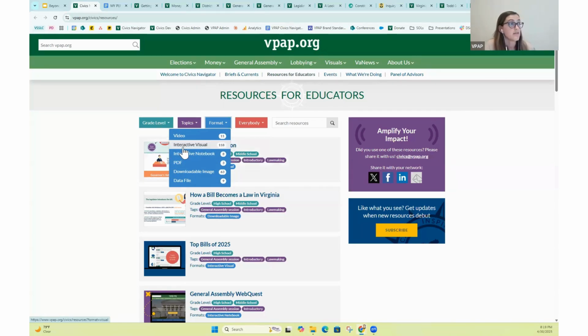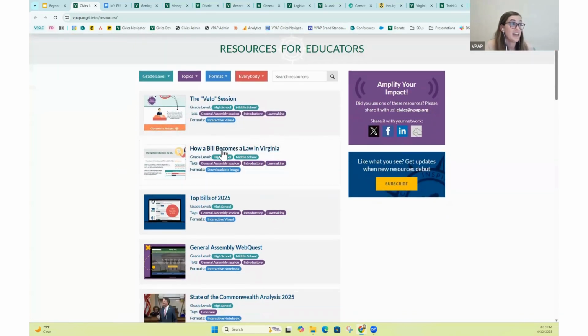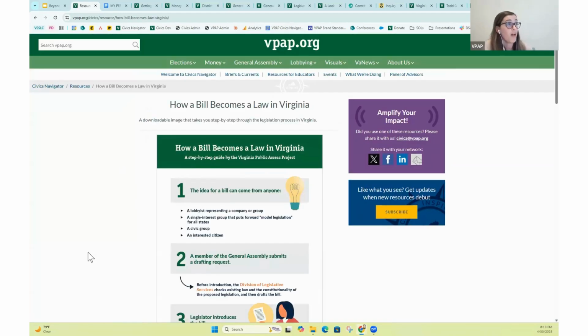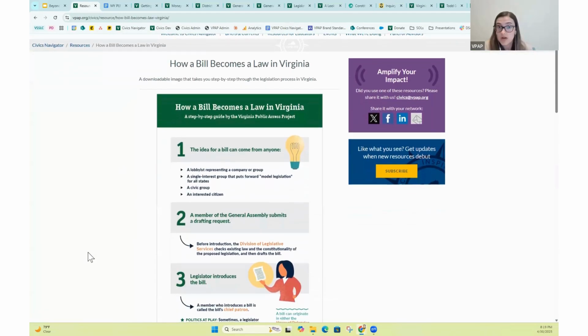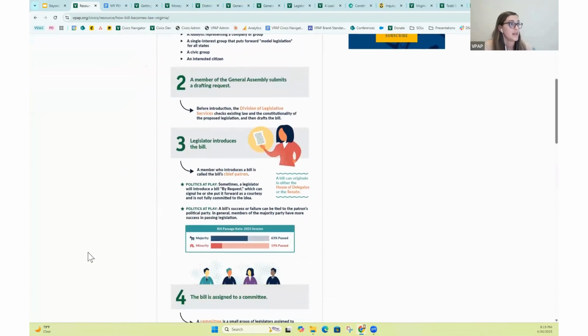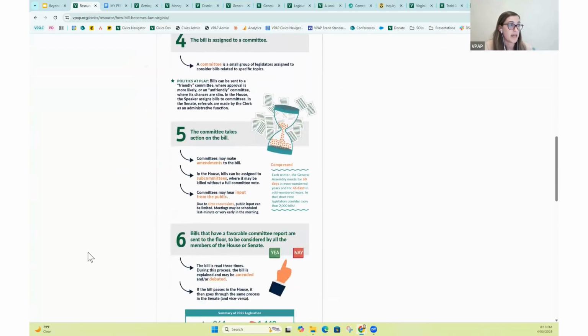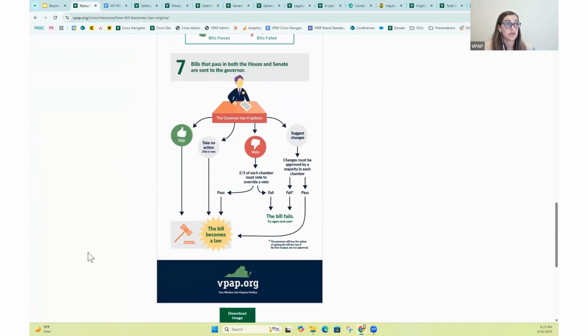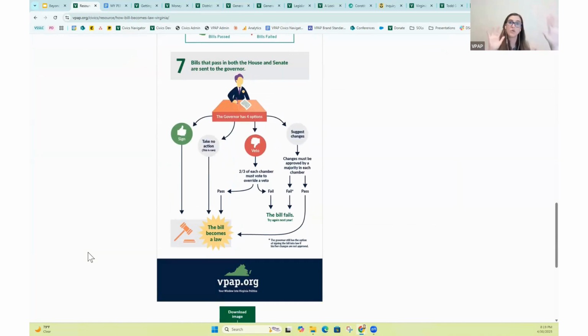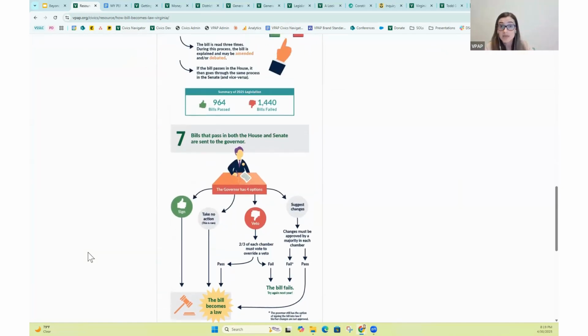Then we also have interactive visuals, just downloadable images. So if you're looking to decorate your classroom walls, you could download and print them out too. That's always nice. And in fact, if you're studying anything related to the Virginia General Assembly, then I would absolutely print this out and put it on my wall on how a bill becomes a law in Virginia. And again, it explains the politics at play and the process. And so you could have a bill up and kind of work through this, but it doesn't stop there.